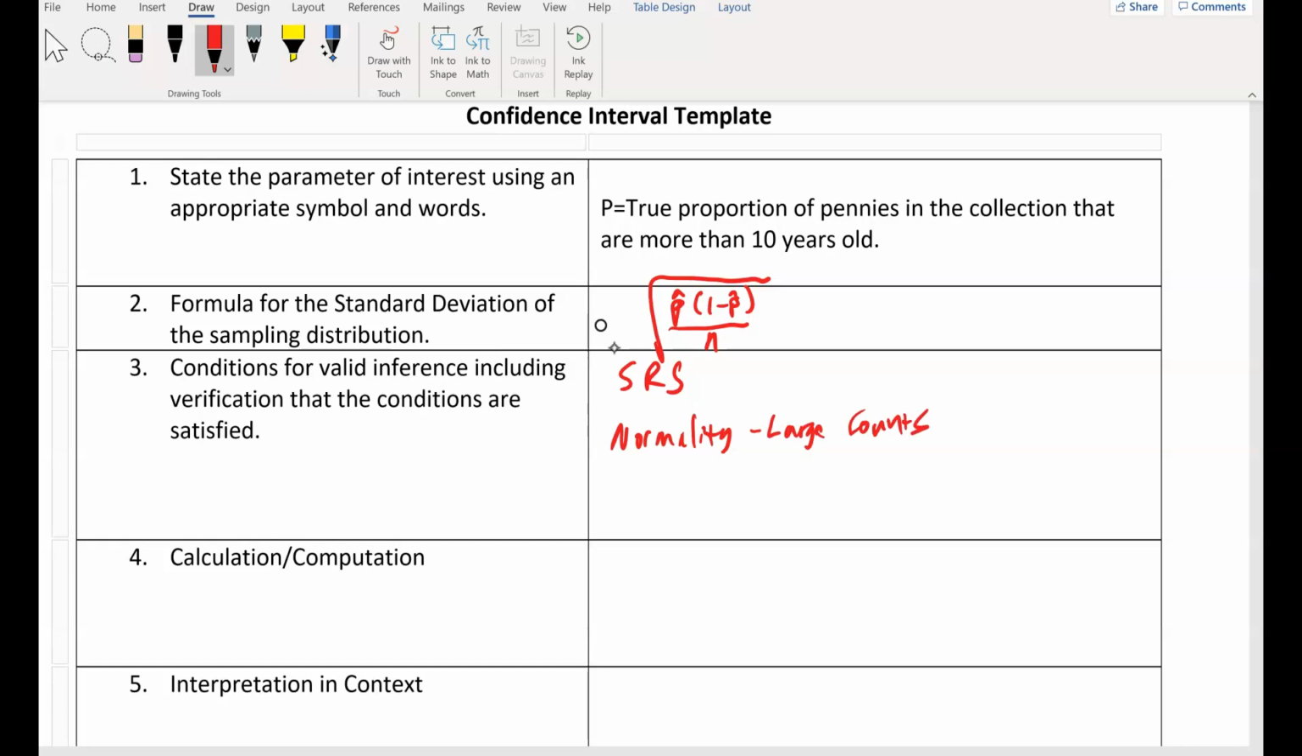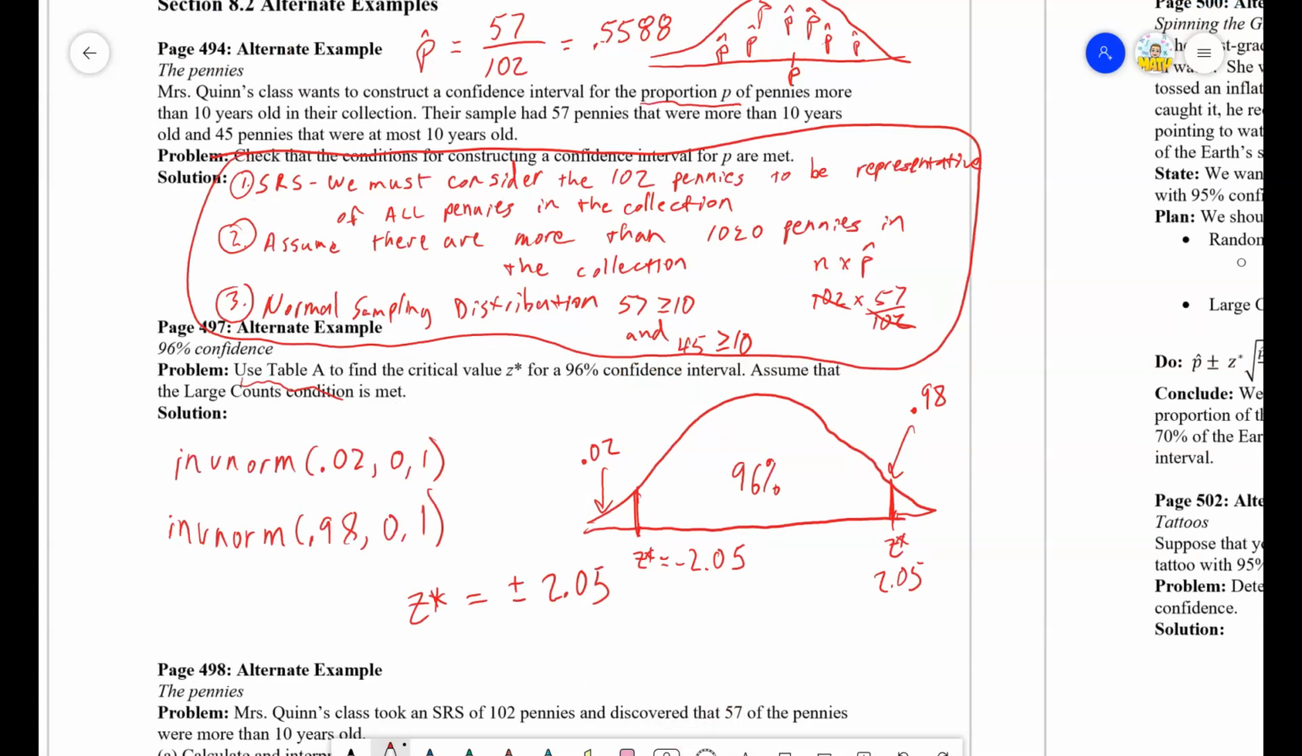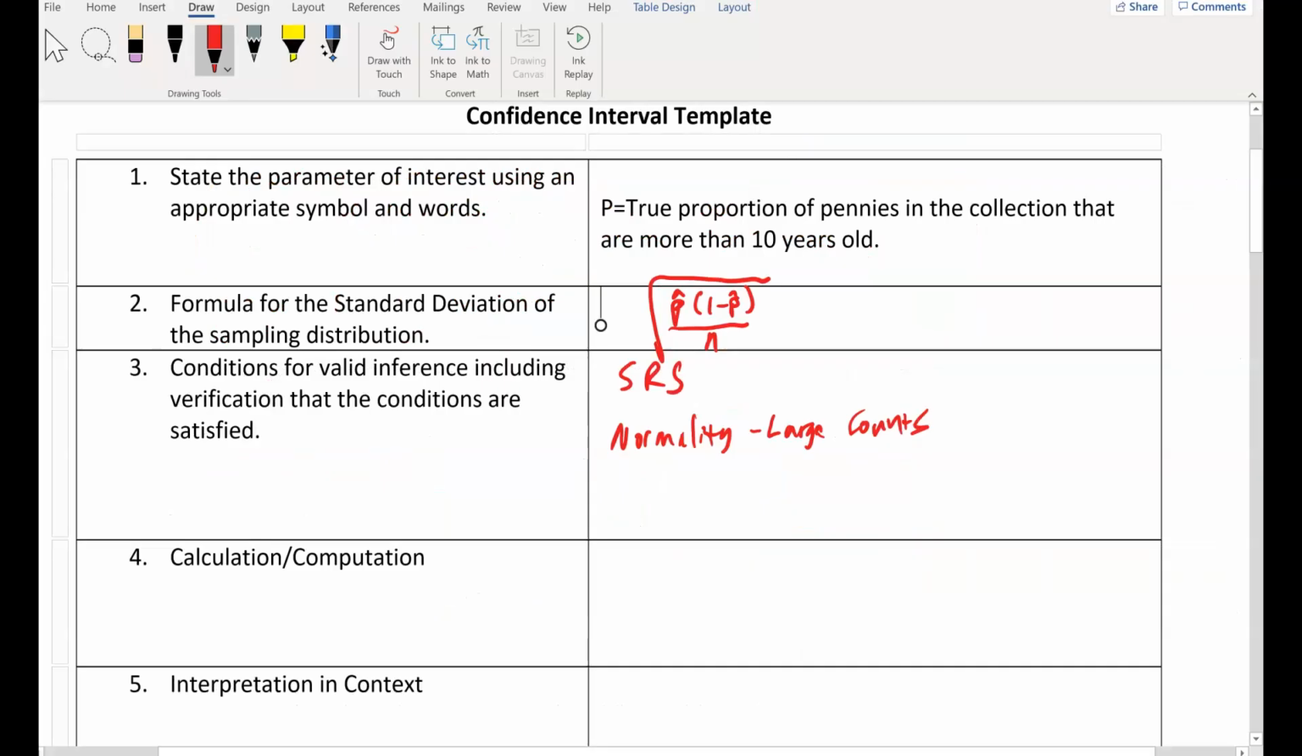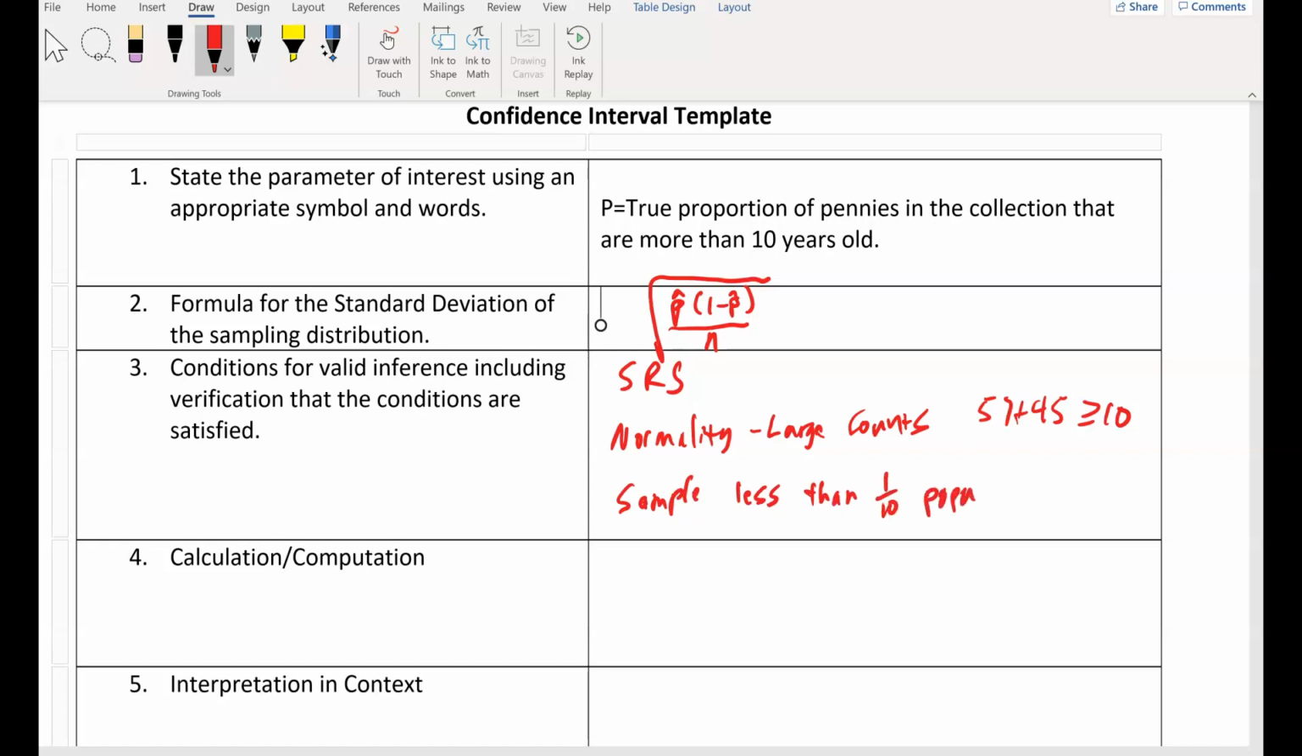You would use the numbers that we had previously, 55 and 47, or 57 and 45, both greater than or equal to 10. Try not to be too redundant here. And then also we want to sample less than 1/10 of the population, so that the 1/10 of the population guarantees us that this formula will work for us.